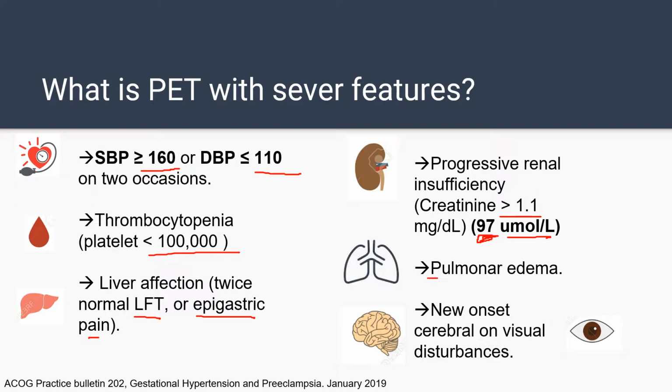The next one is the pulmonary edema. The only way to diagnose this is clinical. So you need to auscultate the lungs. You need to check how this mother is breathing, the breathing pattern, to check if she has a pulmonary edema.